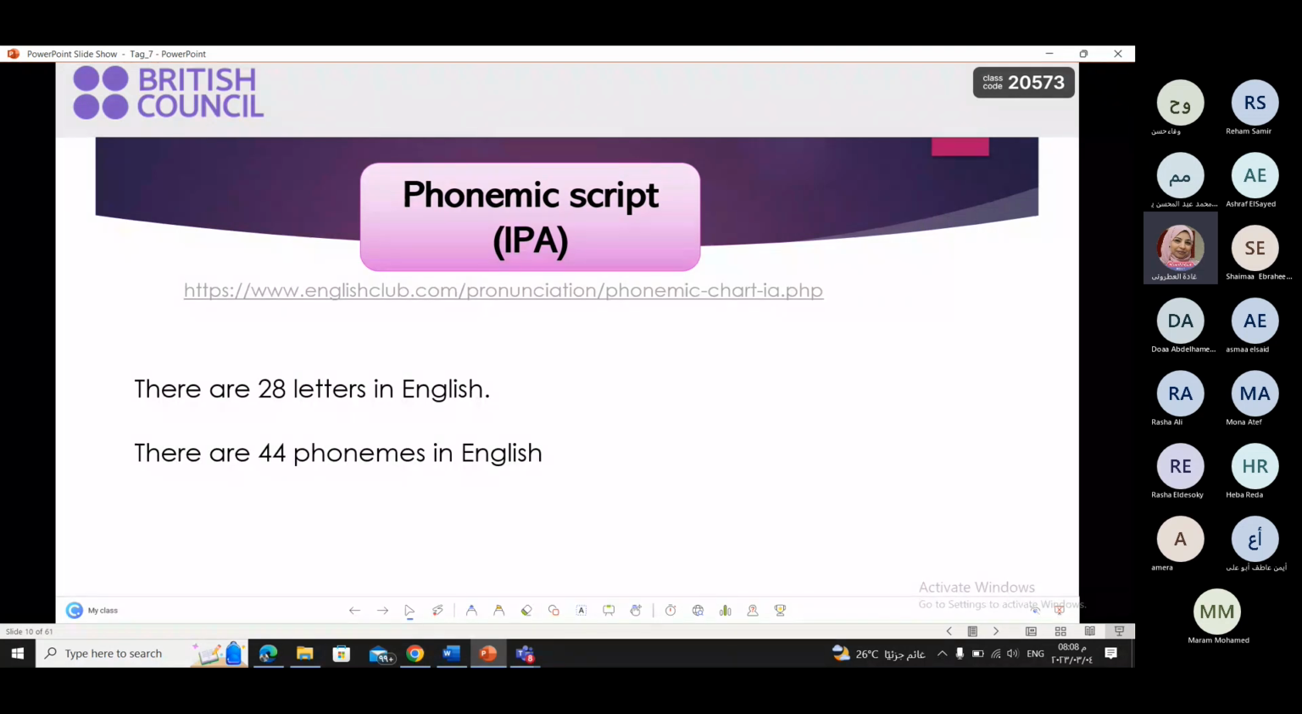As we said, we have 28 letters in English, but we have 44 phonemes in English. And this is why we need to teach our students what we call the phonemic script, or the International Phonetic Alphabet, or the International Phonemic Alphabet. This script, this chart that we have just looked at. Okay? Let me give you an example.